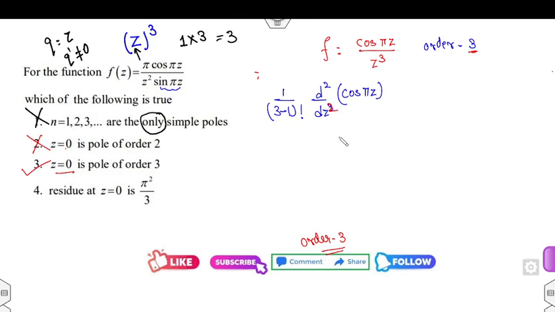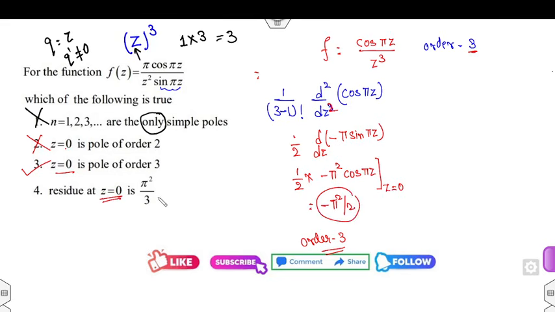Then what is the second derivative of this? Minus pi sine of pi z. This is the first derivative. Then it's 1 over 2, and the second derivative will be minus pi square cos pi z. Compute the values at the point 0. Cos 0 is 1. The answer is minus pi square over 2. But it's pi square over 3. So the right answer is C, it is my correct answer.